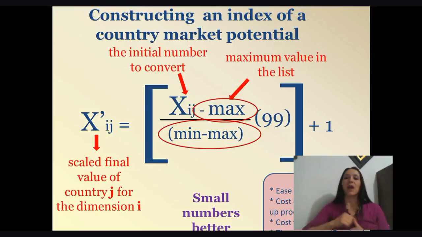For example, ease of doing business. For me, if the number is 1, it's better than if the number is 7, because that means it is going to be easier in a country that has the number 1 instead of the number 7. For example, the cost of doing business. If the price is lower, it's better for me because it's going to be less expensive. The cost of export is the same, and the time to export in days, for example, if it takes fewer days, it's going to be better for my transactions.